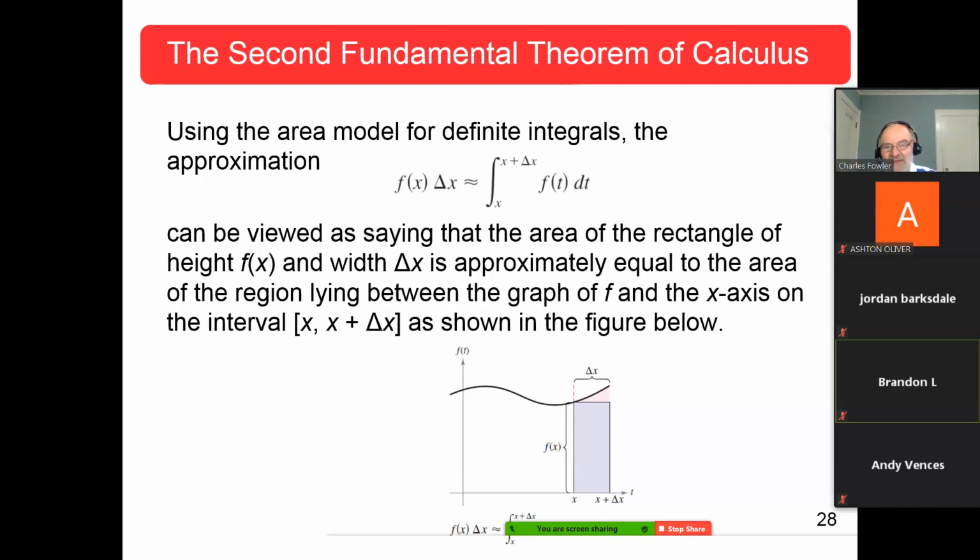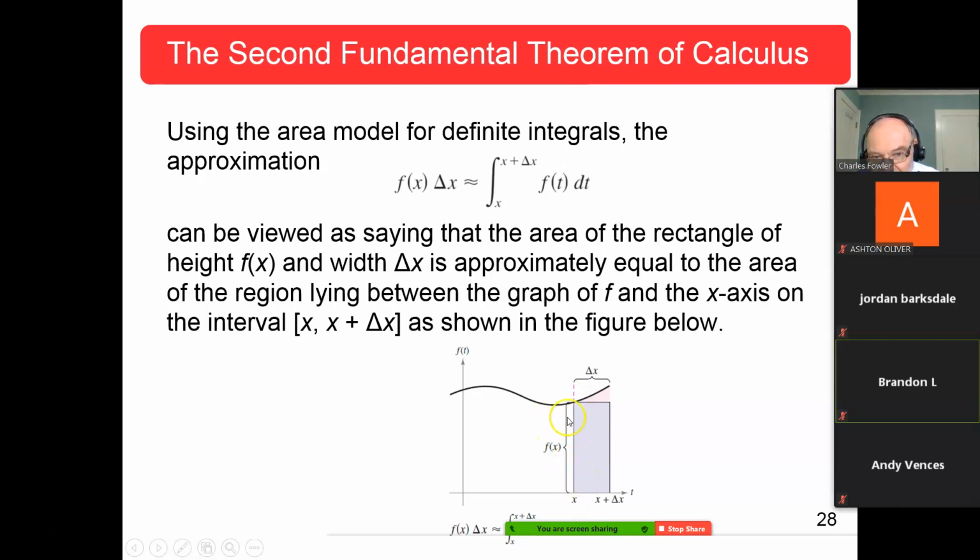That can be viewed as saying that the area of the rectangle of height f of x and width delta x, that's not a dx, a delta x, is approximately equal to the area of the region lying between the graph of f and the x-axis on the interval from x to x plus delta x. So, if this is your curve, always positive here, but mostly continuous, it has to be continuous. It happens that this works when it's positive, okay?